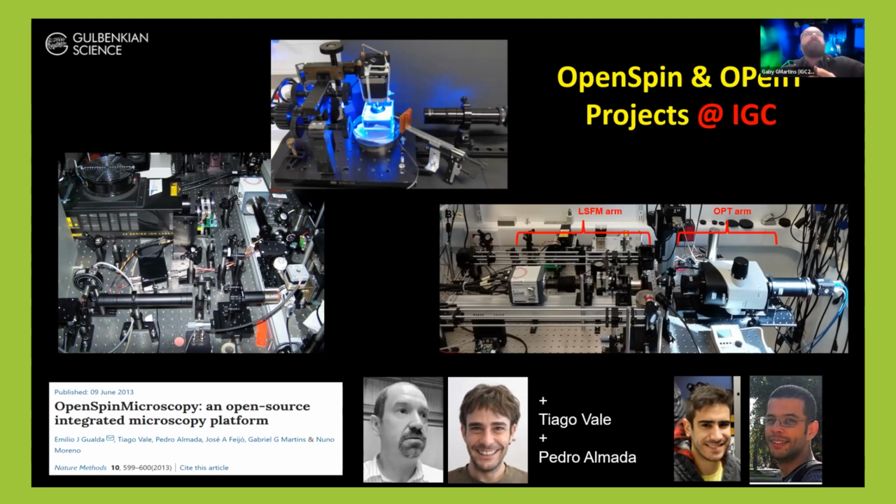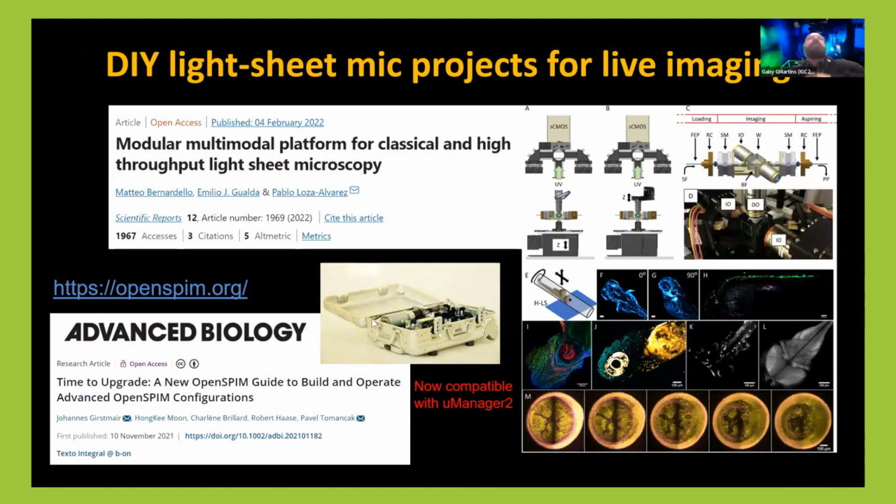And going back to what Johannes just said, making sure you gather a large enough community and resources to keep the project running is extremely important. And in that respect, Pavel did a better job than us. I'm sure you are all very well aware of the OpenSPIM project. They just very recently published a paper where they've updated to Micromanager version 2, which has been one of the greatest hassles that we've had with our project, both for the OPenT and for the OpenSpin microscopy platform.